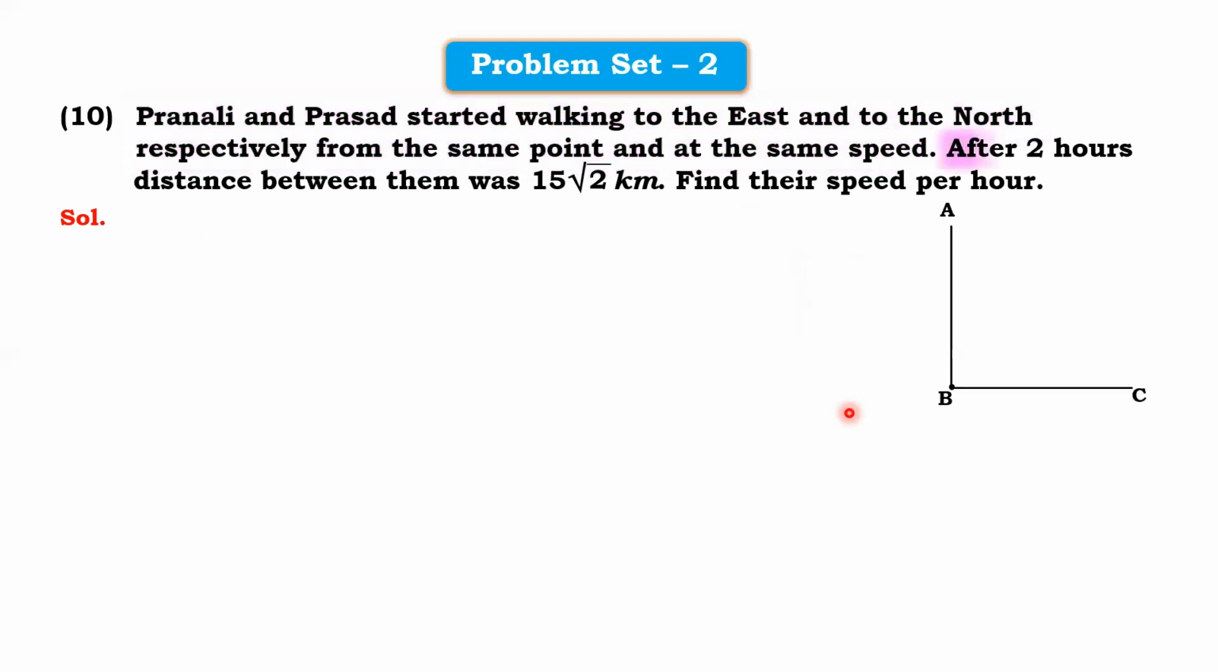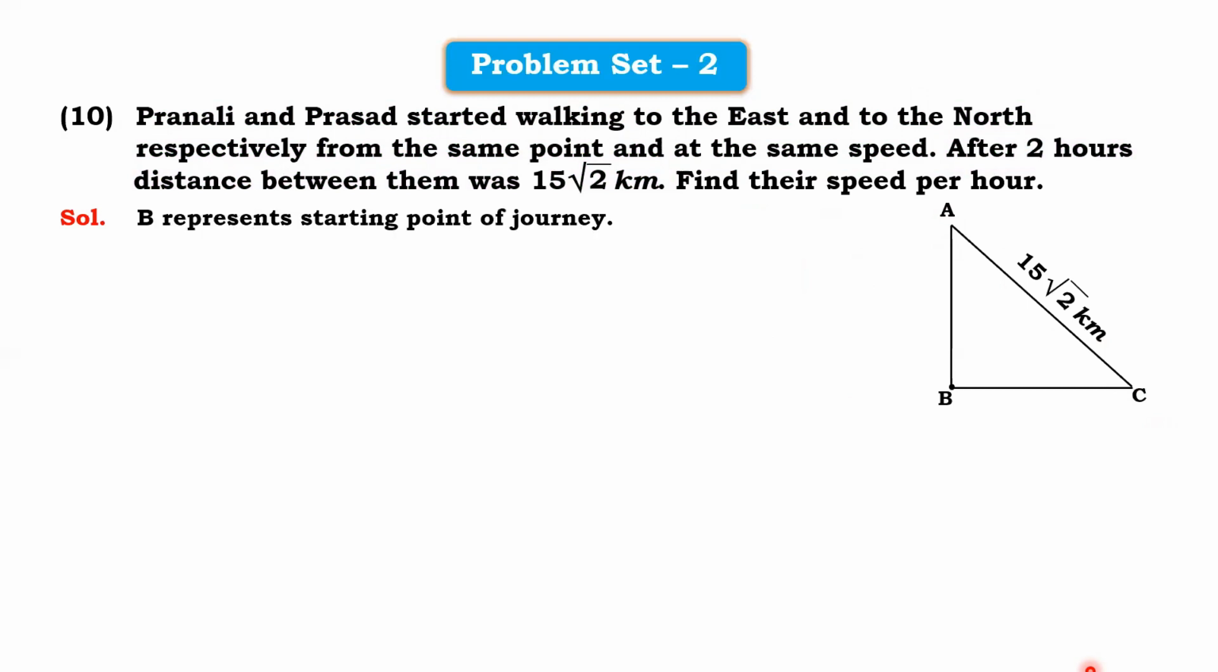After 2 hours, distance between them was 15√2. So we can say distance between A and C. This distance after 2 hours is 15√2 kilometers. So question is, find their speed per hour, right? So we all know students, B represents starting point of journey. Both of them started from one single point, that is point B. So B represents the starting point of journey.